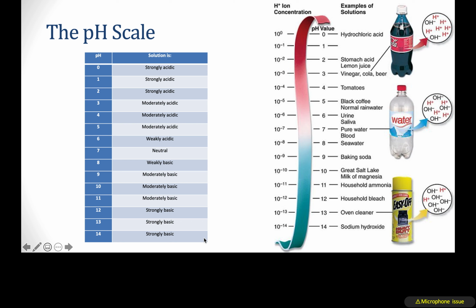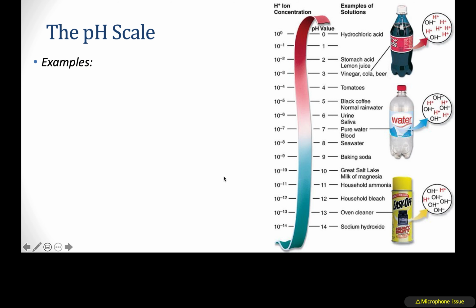This is just it broken down by ways you can describe different solutions. We generally say low pHs are strongly acidic. 3 to 5 or 3 to 6 is moderate to weakly acidic. 7 is neutral. It's not acidic or basic. Once you get above 7, you're starting to get basic. So 8 is a little basic. 9, 10, 11 is moderately basic. And then 12 to 14 is very strong base. Okay? So here are some more examples.